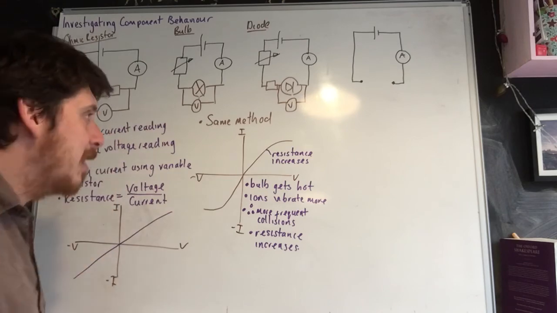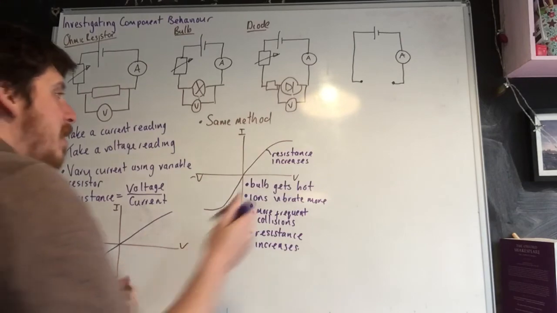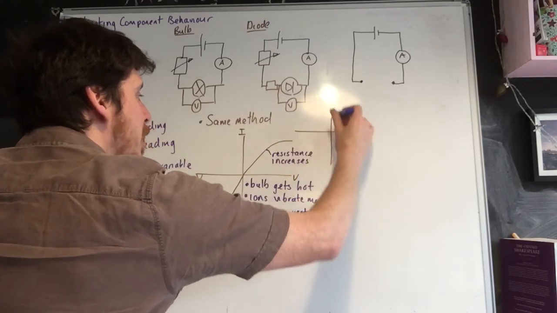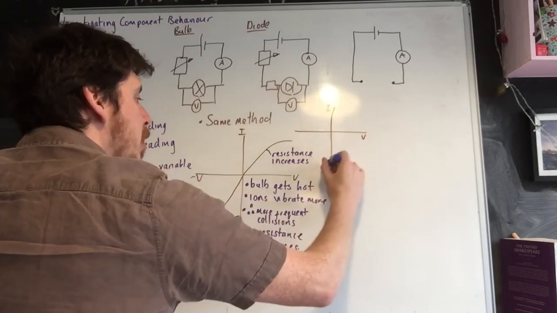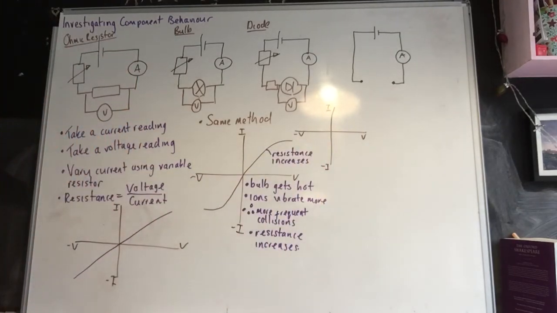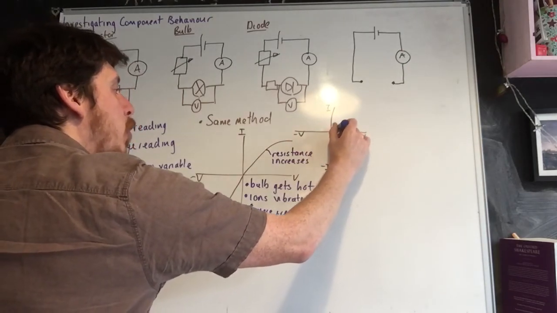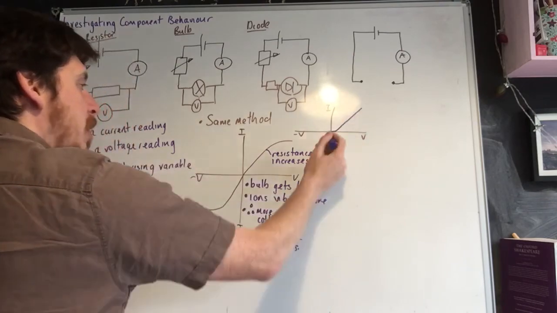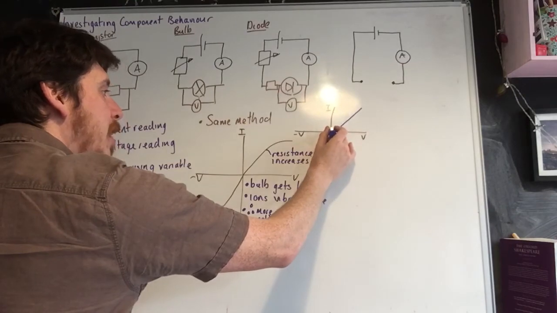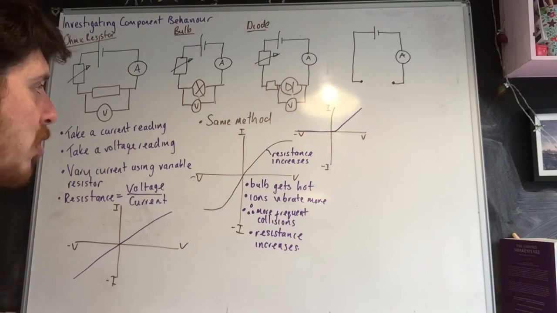Same method, exactly the same method again, except this time, what happens is forwards and backwards, a diode only allows current to flow one way due to its structure. So a voltage behaves normally at about 0.6 volts for a semiconductor diode that's made out of silicon. You don't need to know that, but that does account for that gap. And in the other direction, it's completely flat.